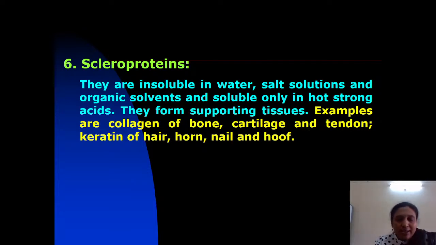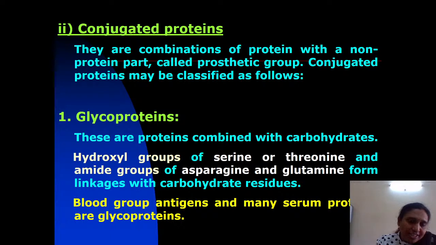Then coming to the next one, conjugated proteins. Conjugated proteins are proteins in combination with a non-protein part. The protein part is there, and along with the protein, a non-protein part is there. The non-protein part of a protein is called the prosthetic group, and if the protein plus the non-protein part are present together, that is said to be a conjugated protein. Remember, the non-protein part is called the prosthetic group.